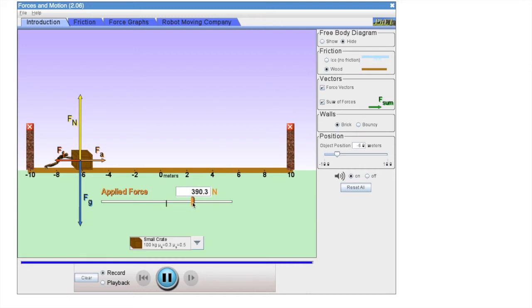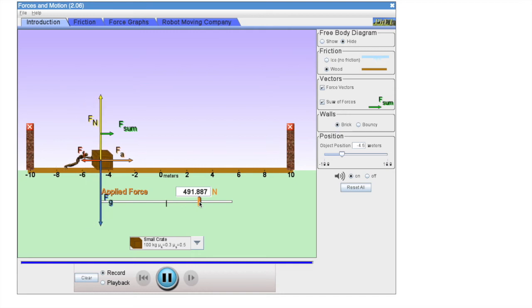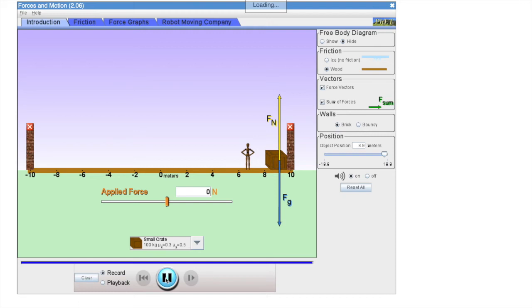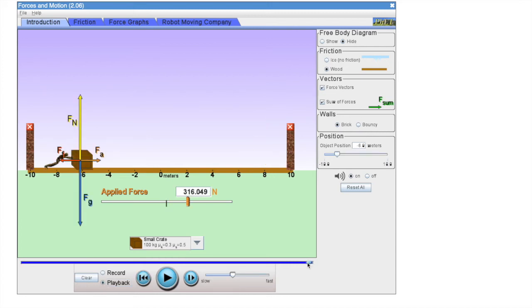And so when does it start to move? Keep an eye on this applied force bar. See that our friction is still increasing with the applied force, or push. Okay, 491, interesting. At about 491, the object starts to move. So let's do a playback so we can see that at the very end.